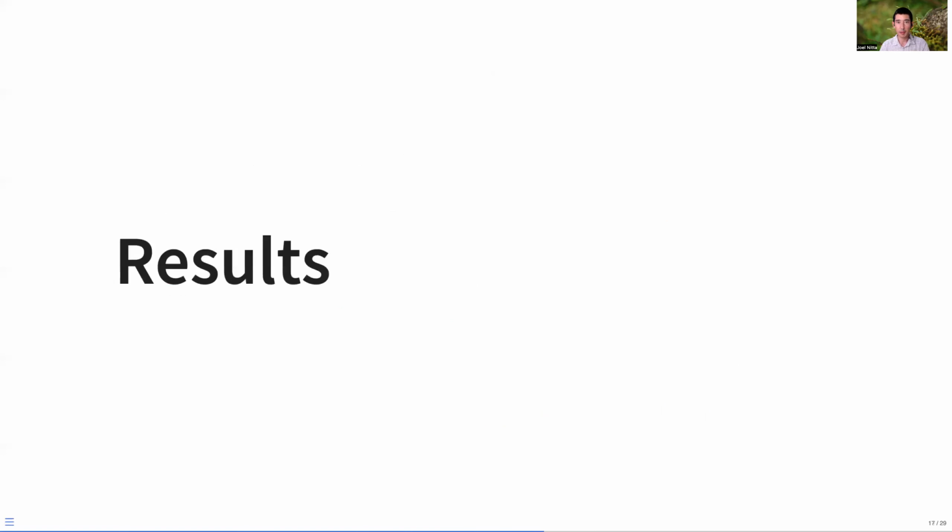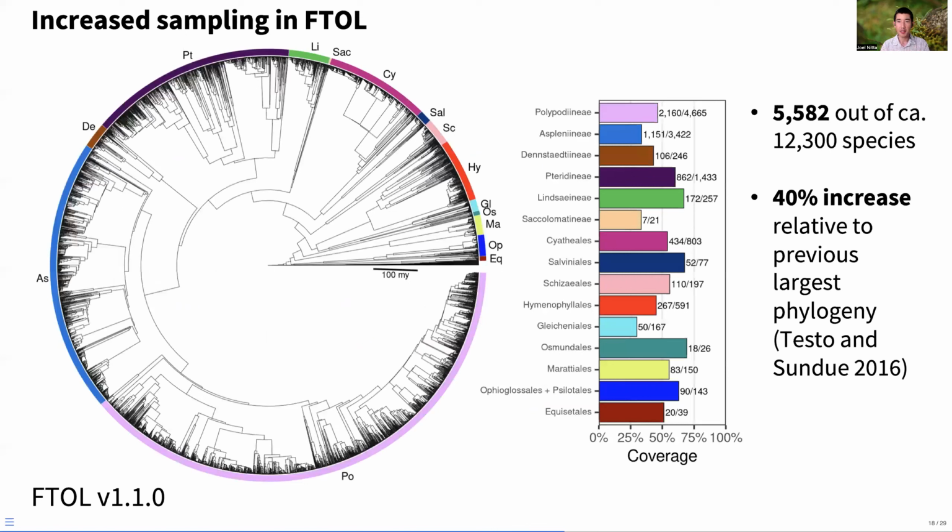Okay, moving on to the results. This is the Fern Tree of Life, or FTOL, version 1.1.0. It has greatly increased sampling. Compared to previous studies, we have 5,500 out of about 12,300 species, so almost half of all ferns. And that's a 40% increase relative to the previous largest phylogeny.